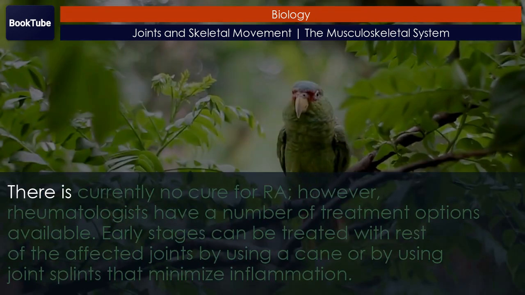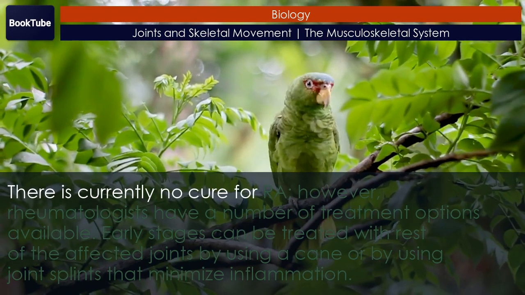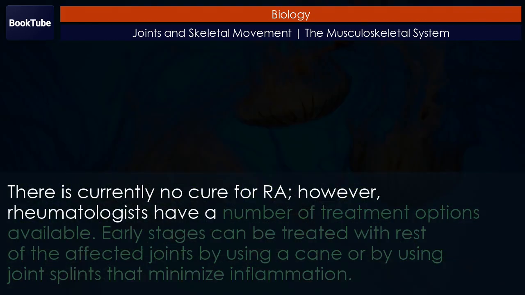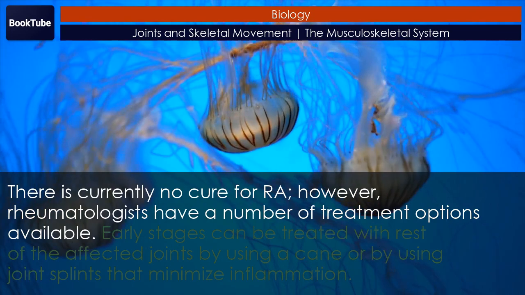In addition to joint bones, an arthrogram allows early degenerative changes in joint cartilage to be detected before bones become affected. There is currently no cure for RA. However, rheumatologists have a number of treatment options available.